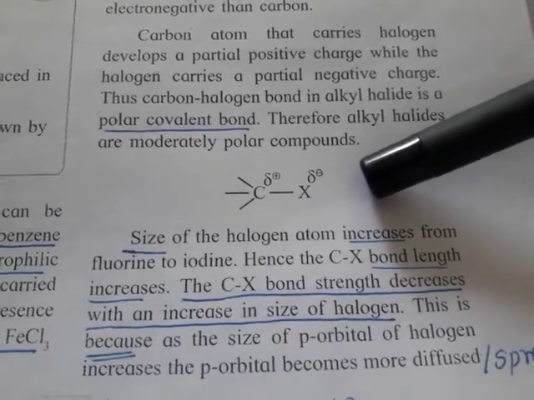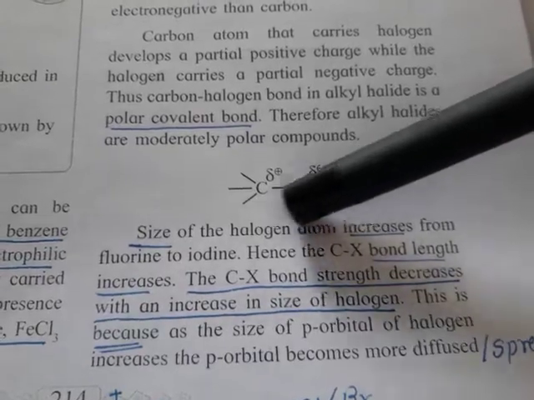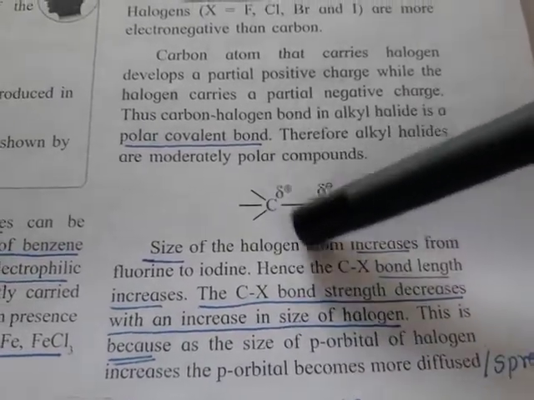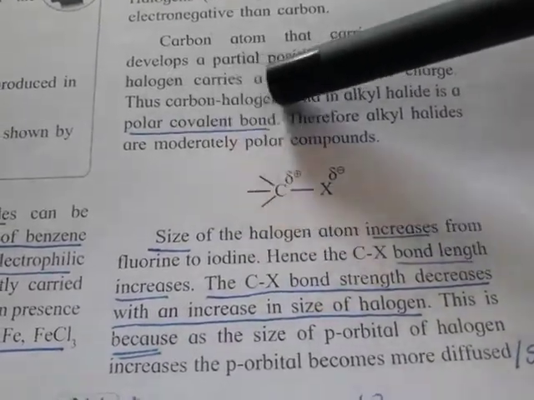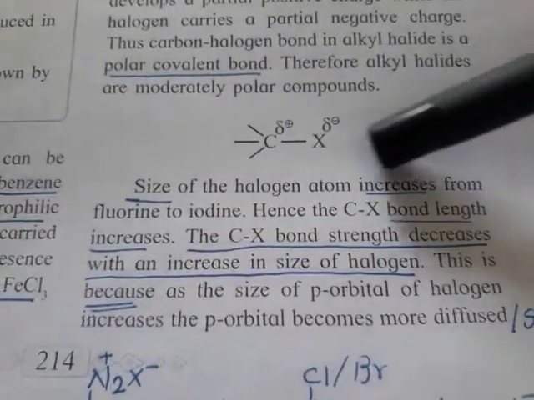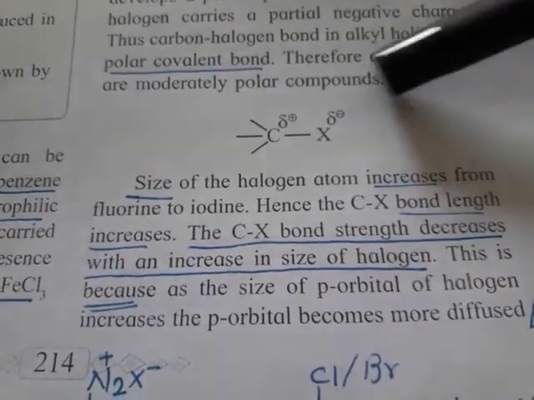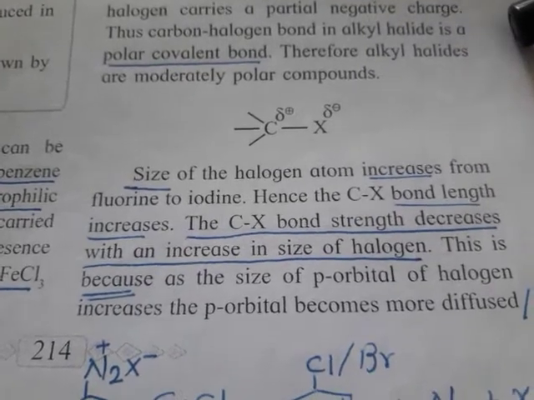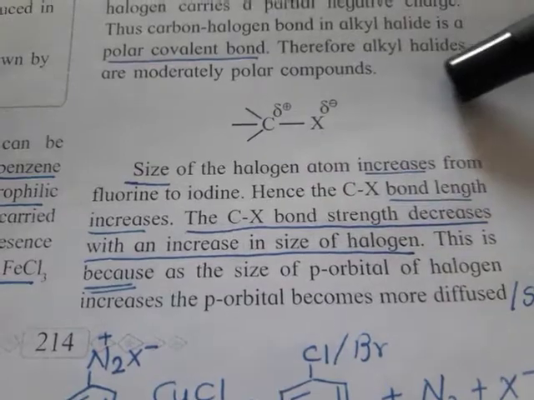Partial negative charge is developed on halogen and partial positive charge is developed on carbon. It means the electron pair shared between these two is situated more towards the halogen. So it is said to be a polar covalent bond. One more point: as the size of the halogen atom increases, meaning fluorine, chlorine, bromine, iodine, fluorine has 2 shells, then 3 shells, bromine 4 shells, iodine 5 shells. And the carbon size is constant in all the cases.